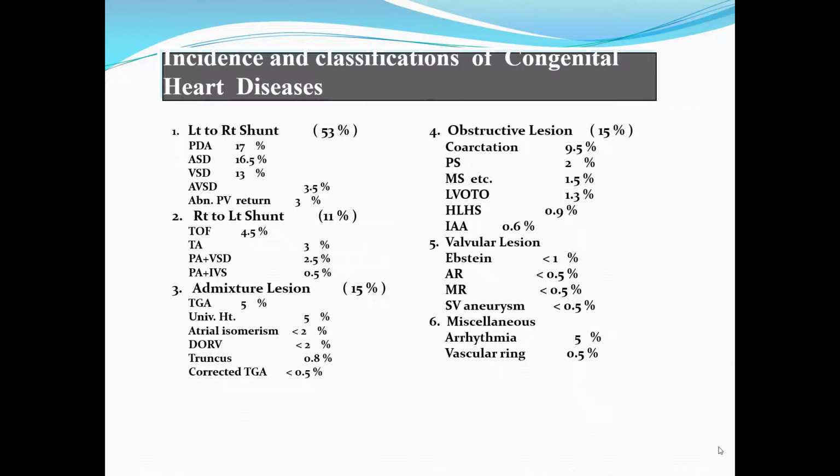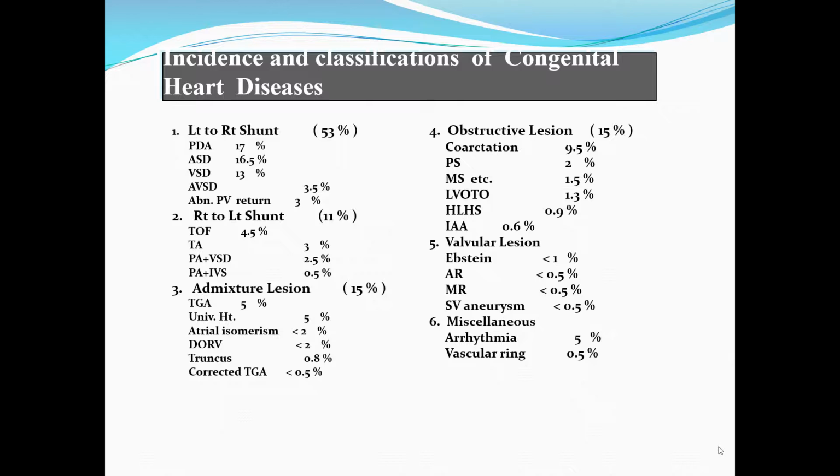While the second class is right to left shunt. Whenever there is shunt from the right side toward the left side, you know that the right side contains deoxygenated blood, and when this deoxygenated blood is shunted to the left side, it will mix with the oxygenated blood. This will lead to some decrease in saturation and cyanosis, which may be apparent according to the degree of the shunt and severity of the disease. Tetralogy of Fallot, for example, tricuspid atresia, pulmonary atresia with VSD, pulmonary atresia with intact ventricular septum.